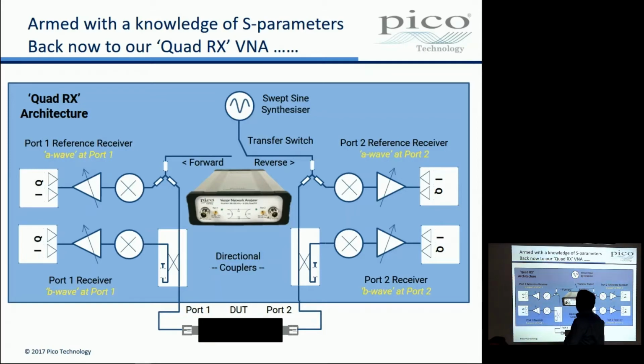Right. So let's just return. I've just put this back up just as a little reminder. This is our quad receiver architecture with IQ receivers, 4 of them, measuring the ports, forward and reverse on each port. This is the A wave on port 1, B wave on port 1, B wave on port 2, A wave on port 2.